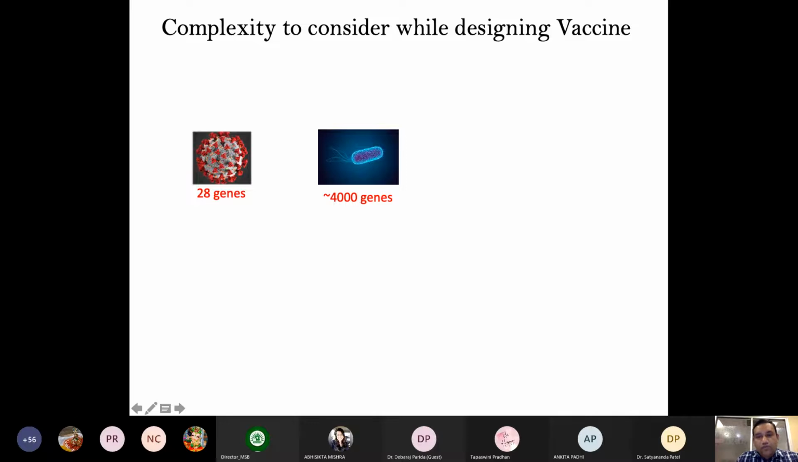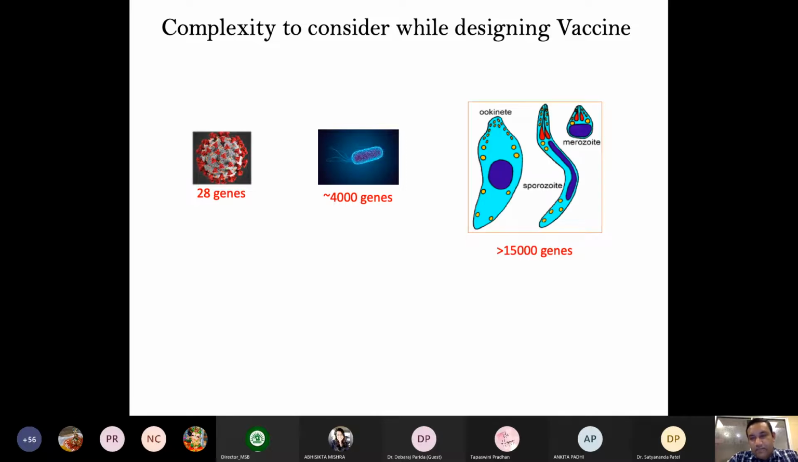Then let's talk about the malaria parasites. Here I have represented three different forms. One is the ookinete, which normally happens in the mosquito. Then this is the sporozoite, which develops in the mosquito but interfaces with the mammalian host because this is the form that infects humans. And this is the merozoite, the blood-infecting form. You can see the differences in their shape and morphology. And this malaria parasite has more than 15,000 genes.